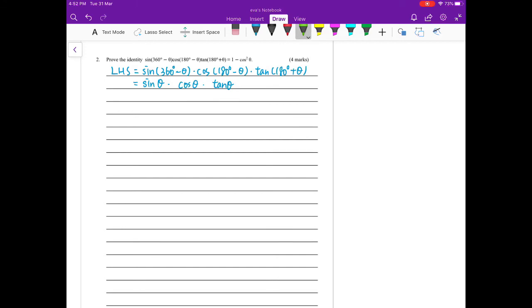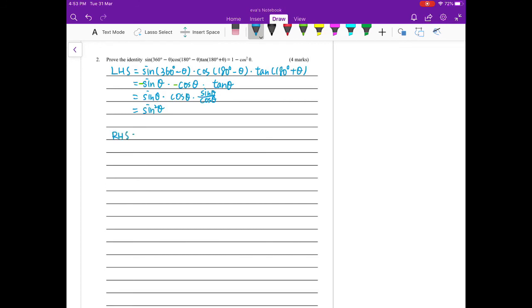Now we have to check positive or negative for each sine, cosine, and tangent. Okay, first one, this is in quadrant 4, so this is a negative. Second one, this is in quadrant 2, so also negative. And then next, tangent in quadrant 3, so that will be positive. So we will have positive altogether. So next we have to simplify them. So what we can do is change the tangent to sine theta over cosine theta. Then we can eliminate the cosine theta. Then we will have sine square theta left. Okay. So we have done with the left-hand side.